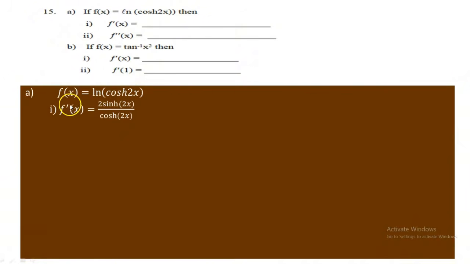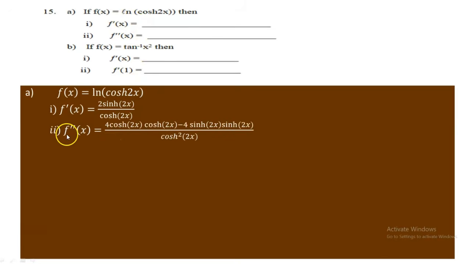So this is nothing but the first derivative of f, the first derivative of f at any x value. Again, you are asked to find the second derivative. The second derivative of this is obtained by using the quotient rule. Just differentiate what has been given here. So according to the quotient rule, we need to differentiate the upper one.